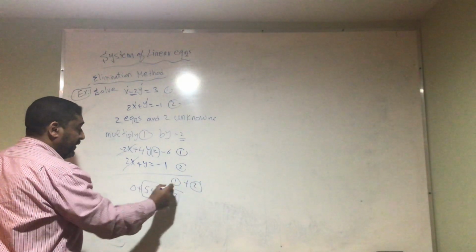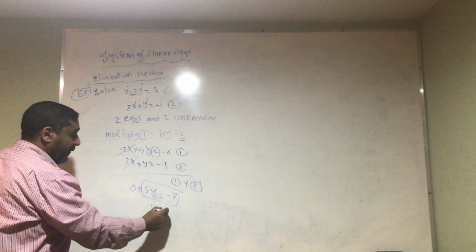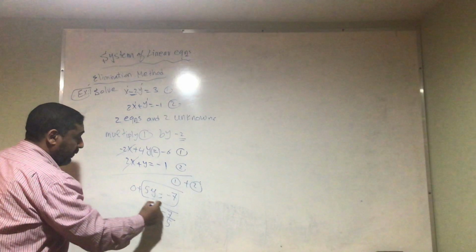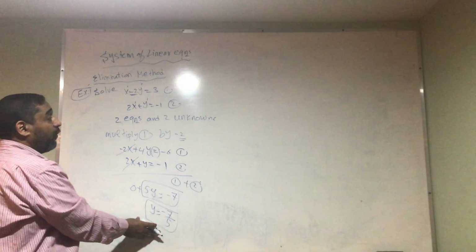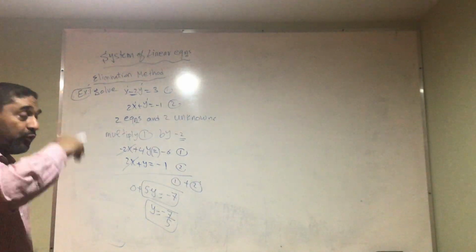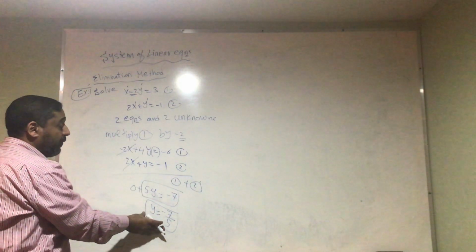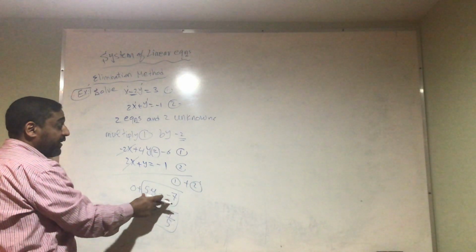What is your y from here? Just go ahead and solve that for y. I divide by 5, you get minus 7 divided by 5. That is the value of y. But when I ask you to solve, I'm asking you to get the values of x and y. When I get rid of x, I'm able to get y. I got one equation in one unknown.